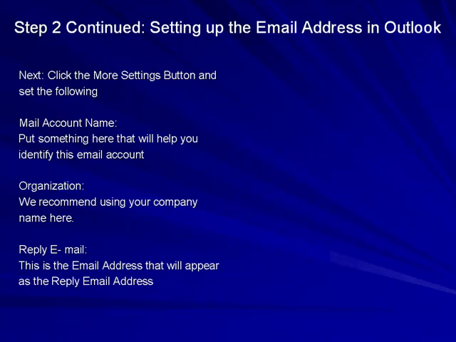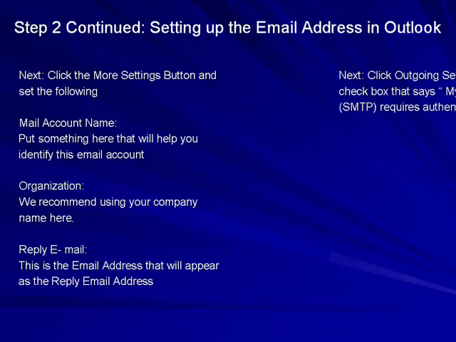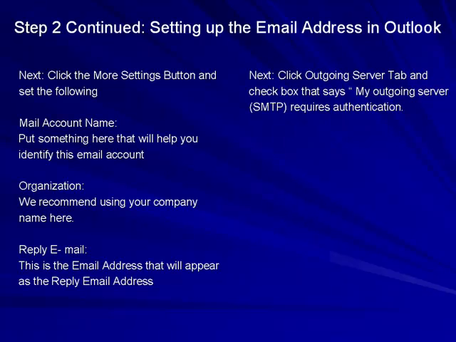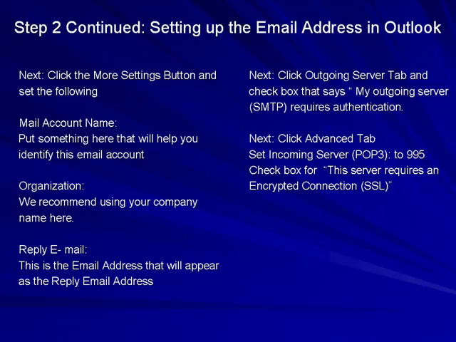Next, you'll put the reply email address. This is kind of a redundant step, but again, you'll want to put the email address that you're setting up because that's what they should be replying to. After doing that, you'll hit the next tab, which is the Outgoing Server tab. Check the box that says Outgoing server requires SMTP authentication. After you do that, you'll want to click on the next tab that says Advanced.